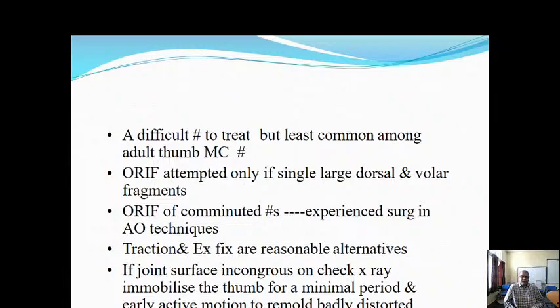If the joint surface is incongruous on the check X-ray, we immobilize the thumb for a minimal period, and start early active motion to remold the badly distorted articular surface.